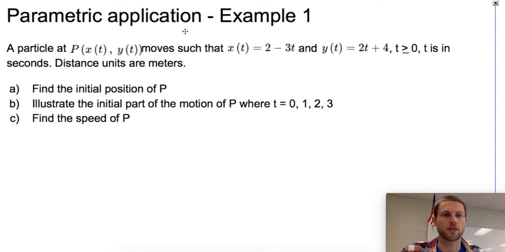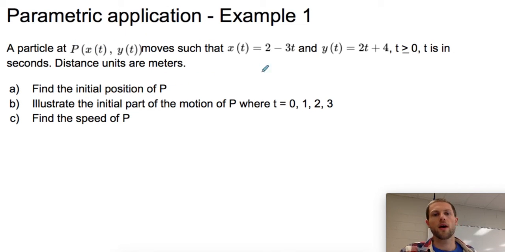Here I have an example of a parametric application problem. I have a particle. It's described in its position as P of x of t comma y of t. It moves such that I have these two parametric equations describing its horizontal and vertical displacement. And we're in positive time land and in seconds, distance in meters. We want to do all this stuff. So let's jump right into this.